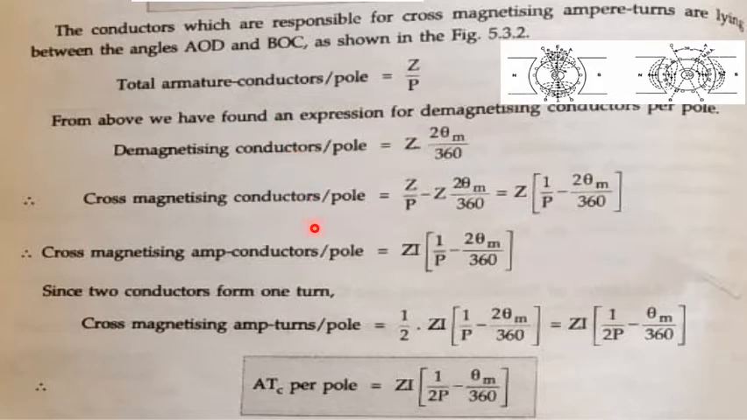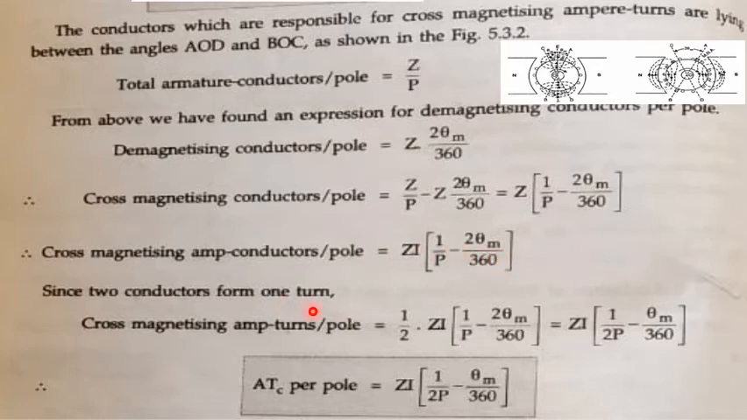Then cross magnetizing conductors per pole. In order to obtain this, we need to subtract the demagnetizing conductors per pole from the total number of armature conductors per pole. So Z by P is the total armature conductors per pole, and Z 2 theta m divided by 360 is the demagnetizing conductors per pole. If you solve this, the cross magnetizing ampere conductors per pole is given as Zi into (1 by P minus 2 theta m divided by 360).